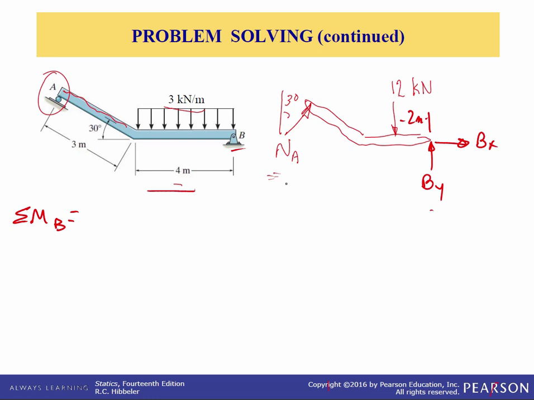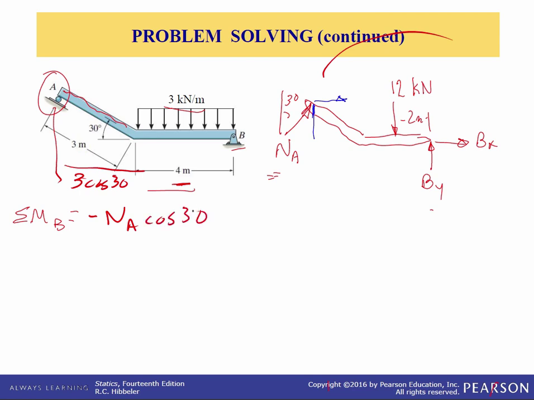Okay, so first, N sub A, remember, can be broken up into its Cartesian vectors. So let's look at those first. The vertical component of N sub A, how far away is it from B? It's 4 meters plus whatever this distance is, and that distance looks like it's 3 cosine 30. So the first term, and that is tending to want to go clockwise, right? It tends to rotate that way, so it's negative. So it's minus the vertical component of N sub A, which is N sub A times the cosine of 30, times that 4 meters plus 3 cosine 30. And that's that distance here.